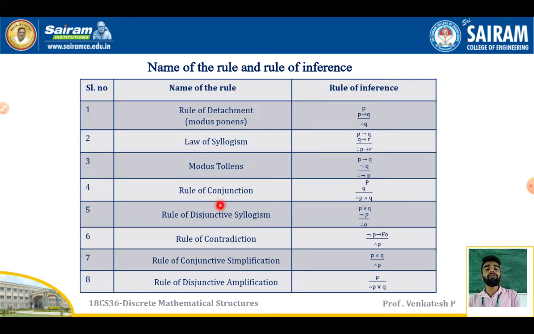Fifth one is the rule of disjunctive syllogism. It is given like P or Q, negation P, the conclusion will be Q. Sixth one is the rule of contradiction. It is given by if negation P then the contradiction F naught, the conclusion will be P. Seventh one is the rule of conjunctive simplification. It is given by P and Q, the conclusion will be P. Eighth one is the rule of disjunctive amplification. It is given by P, and the conclusion is P or Q.